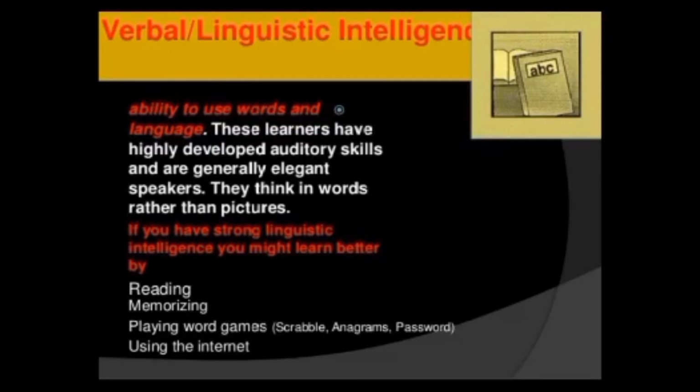So, verbal linguistic intelligence. Verbal linguistic intelligence is the ability to use words and language. These learners have highly developed auditory skills and are generally eloquent speakers. They think in words rather than pictures. If you have strong linguistic intelligence, you might learn better by reading, memorizing, playing word games like Scrabble and anagrams and password.